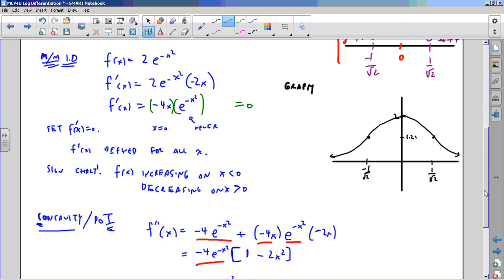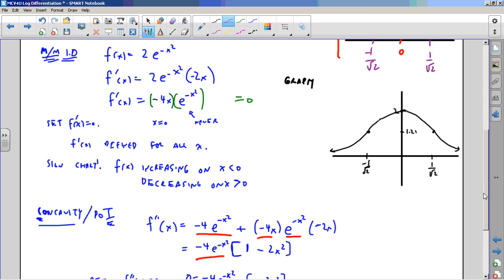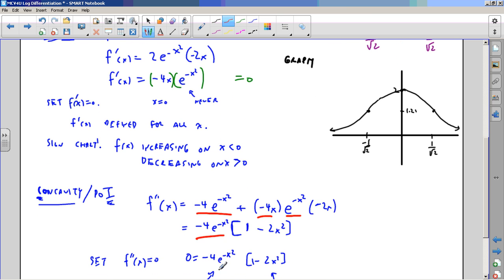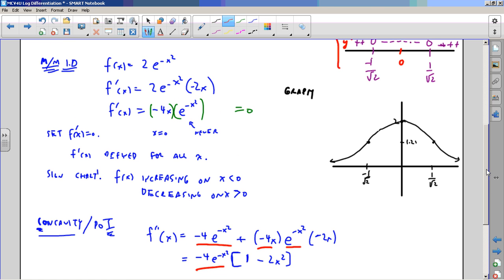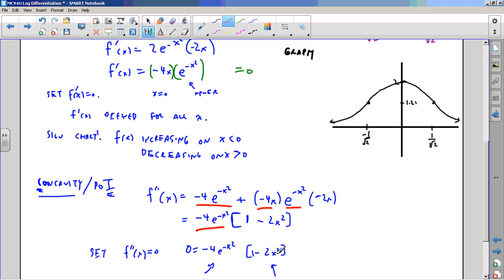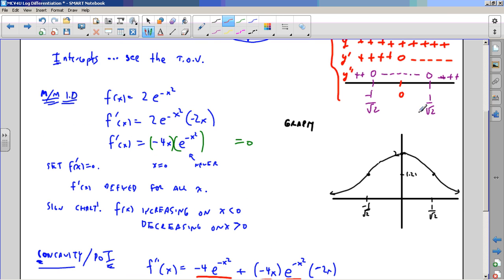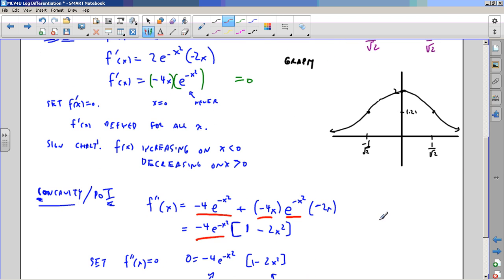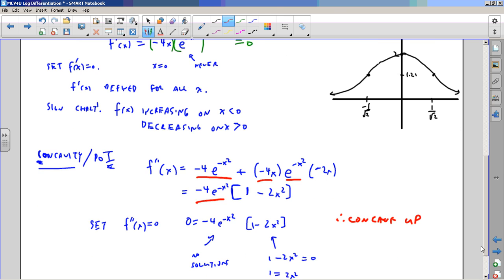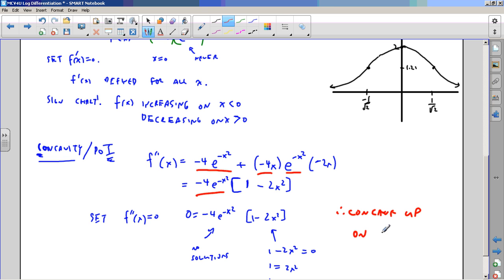Analyze where that second derivative is positive or negative. And so notice this is always negative. For values that are more negative than -1 over the square root of 2, then this part is going to be negative. So I'd have negative times a negative, which would make this a positive. So I can say, therefore, concave up on those values, on x goes from -infinity to -1 over the square root of 2.